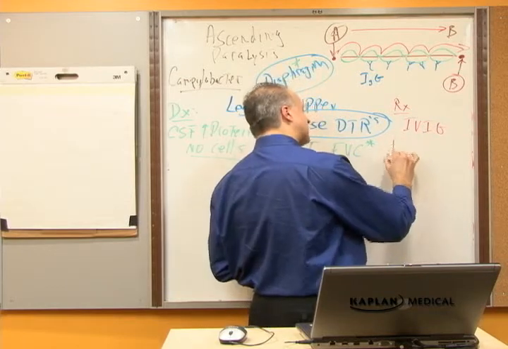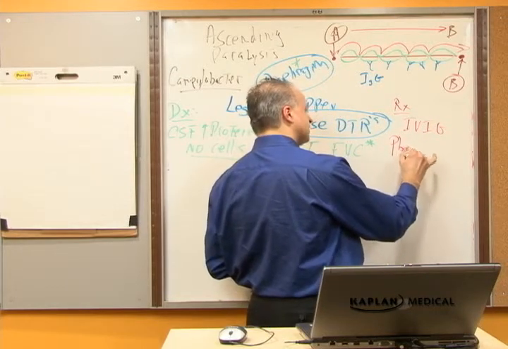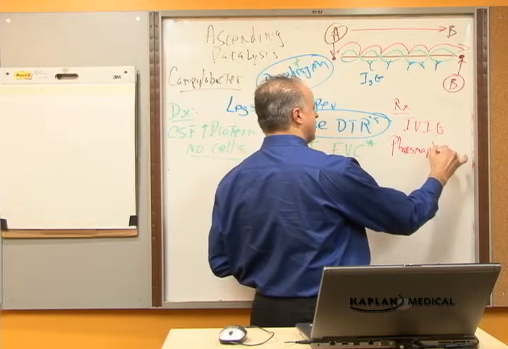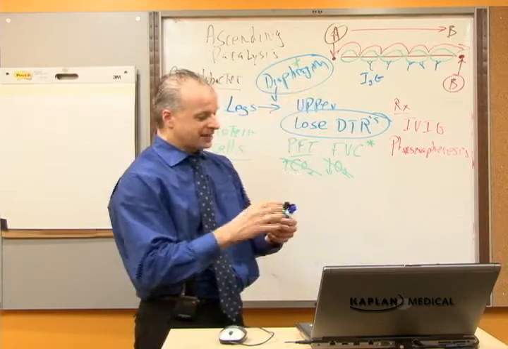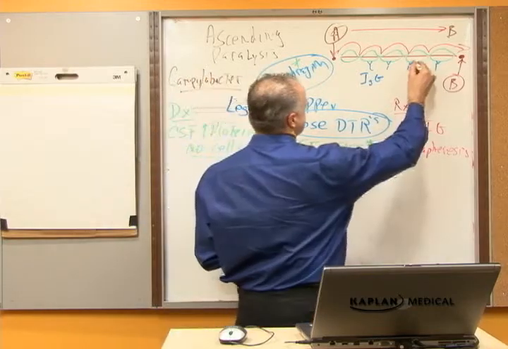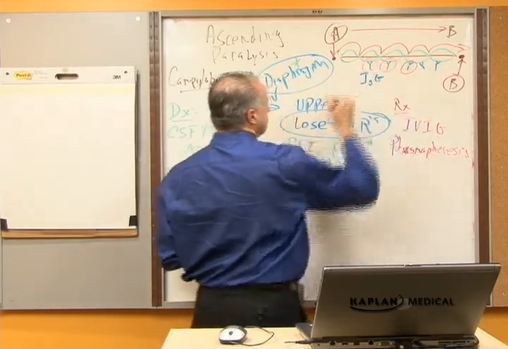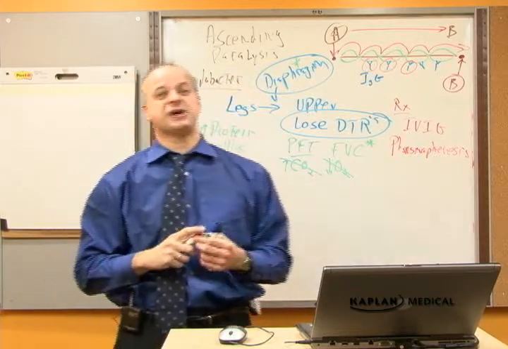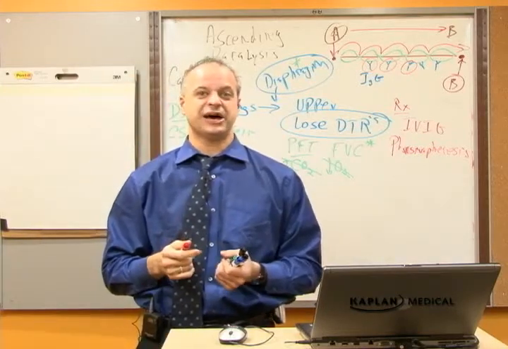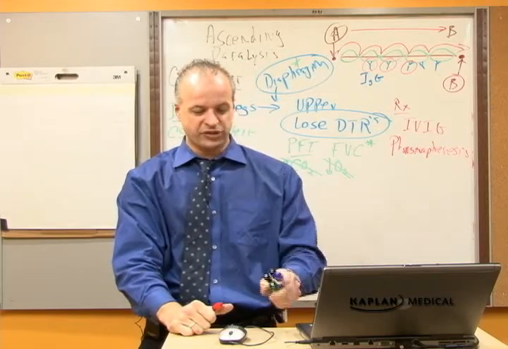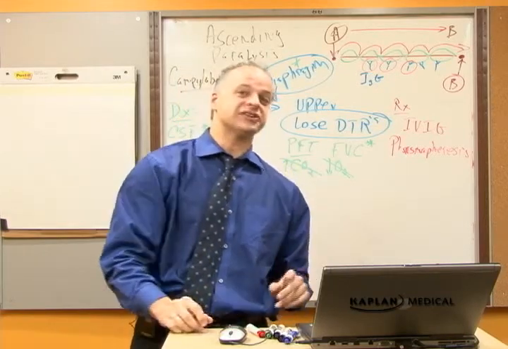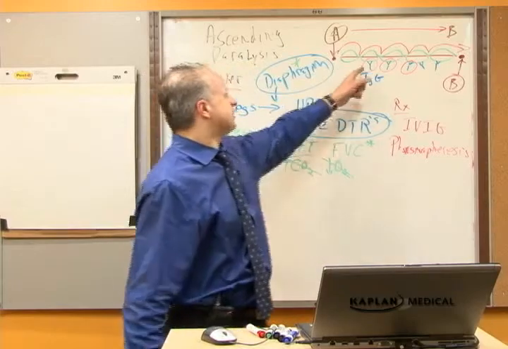We do think that plasmapheresis works by basically removing all of these antibodies that are attacking your myelin.